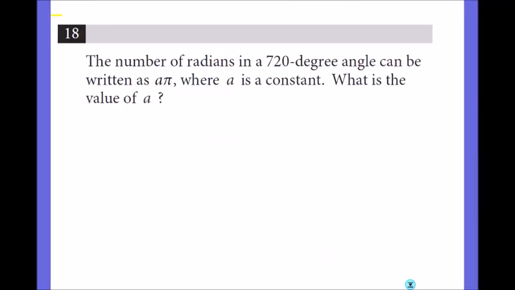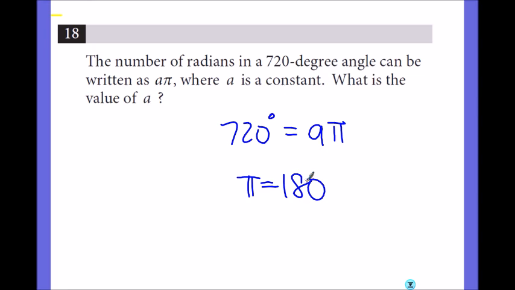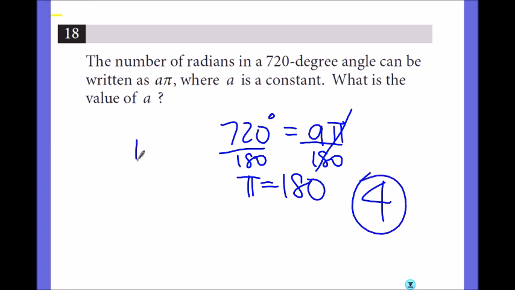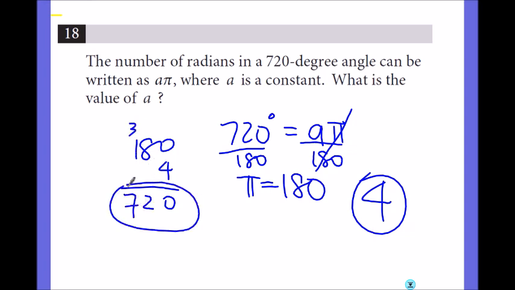18. The number of radians in 720 degrees can be written as a pi. And pi is 180. So what times 180 gives you 720? You can divide by 180 from both sides. Pi is 180, so you get 4, right? 4 times 180 is 720. So it is 4.